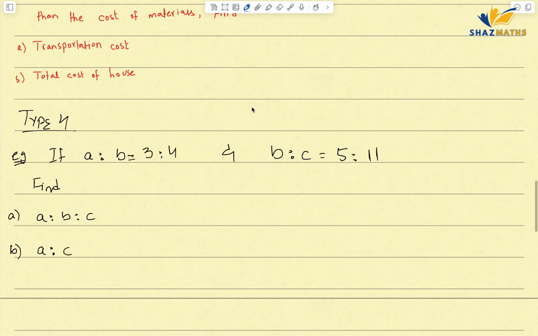Last type, that is type 4, is whenever you are provided with the ratio of two different quantities, which contains one common quantity, just like here, and then you have to express all of those three in one ratio. Okay, now what is the technique here? Have a look here. A ratio B is given, B ratio C is given. I can see B is the common element here, right? And I have to express A ratio B ratio C.